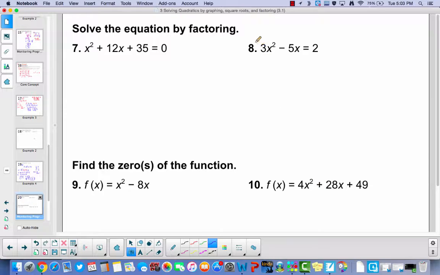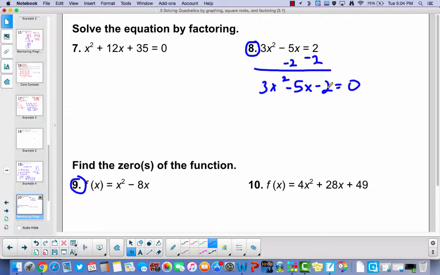All right, would you try this one? And this one. Pause it here so you can try those. Think about what you have to do first. Here, what you have to do first is you have to subtract 2, because it's got to be set equal to 0. Remember, I can't subtract these because this has an x and this doesn't. So A is 3, B is -5, C is -2.